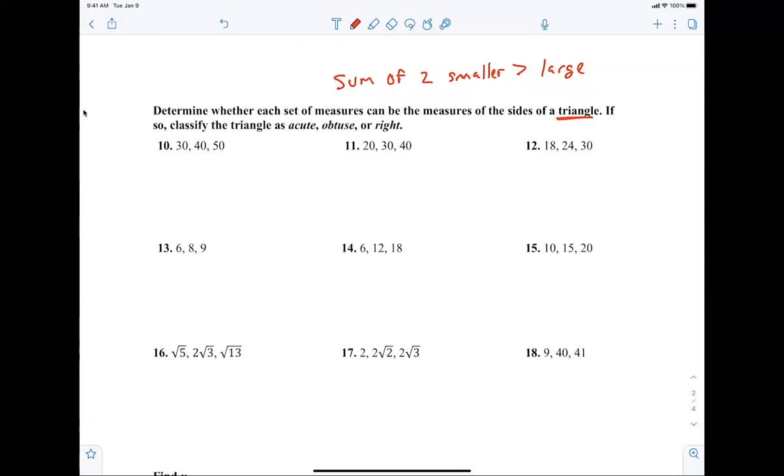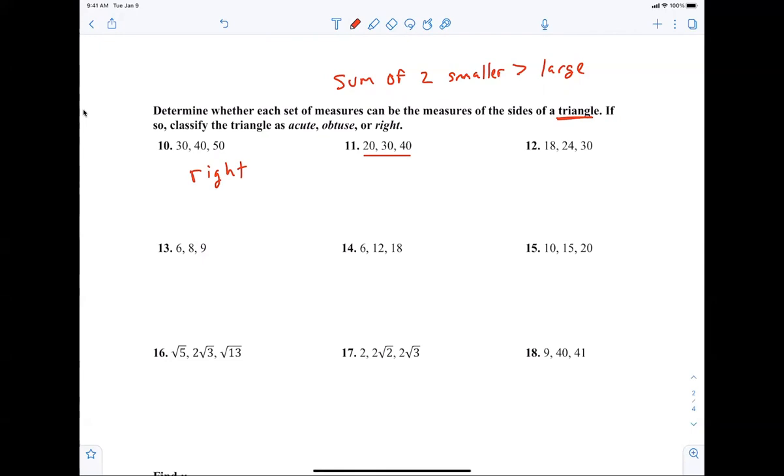Everybody good? I'm just going to write down right triangle. How do I know it's a right triangle? Because I can do 30 squared plus 40 squared, and that equals 50 squared. Okay, so now is 20, 30, 40 a triangle?